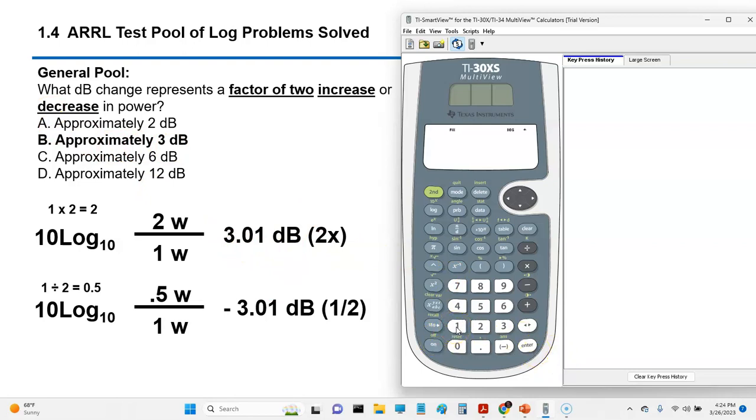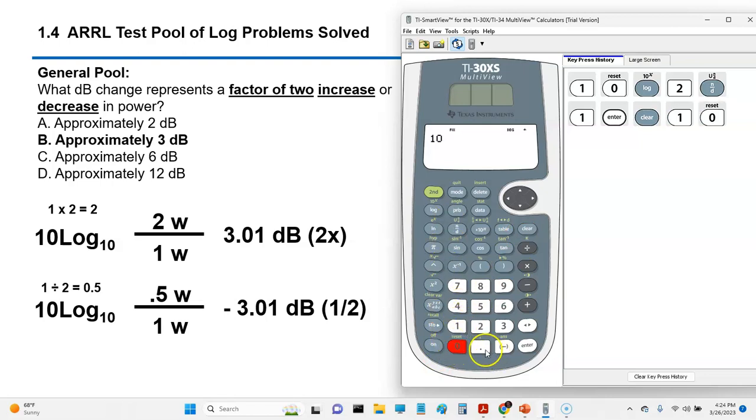So if we have a gain of 2, we're going to do 10 log, and 2 is the measured value, 1 is the reference value, and we have a gain of 3.01 dB. Now for the decrease in power, we would do 10 log also, and we're measuring 0.5, and the reference is 1. Let me redo that. 10 log 0.5 divided by 1. There we go. Now we have a negative 3 dB.